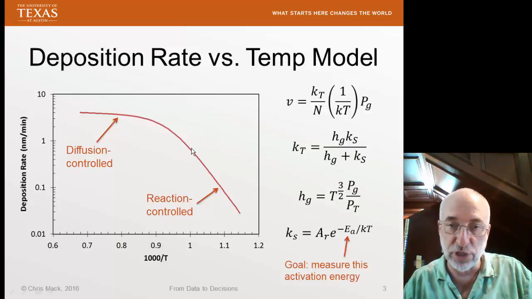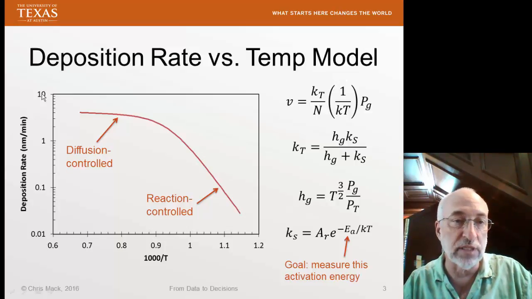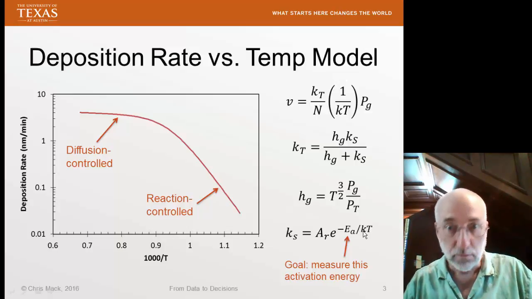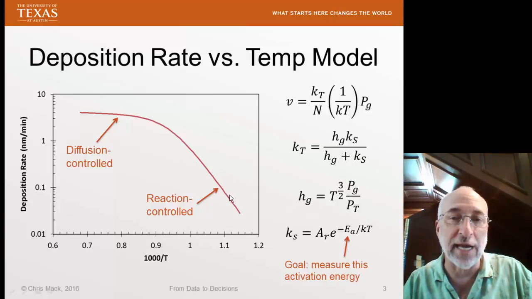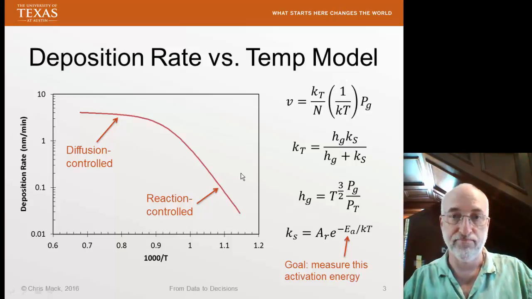So over here in this regime, a typical Arrhenius plot where I plot the log of the deposition rate versus 1 over the temperature. This is a straight line in the reaction-controlled regime, and the straight line has a slope of the activation energy divided by Boltzmann's constant, or the universal gas constant in other units. So all we're really trying to do is fit a straight line, this curve, and extract the slope.